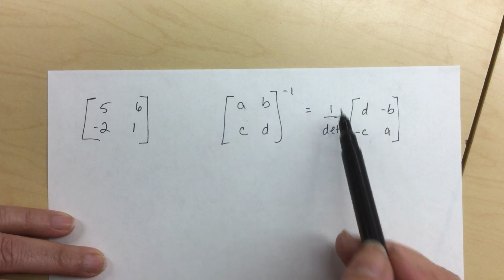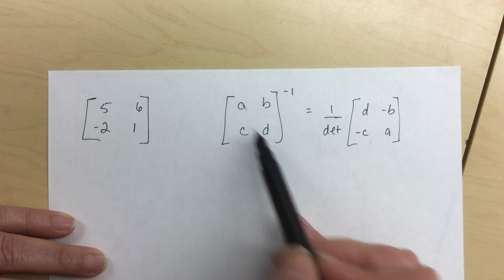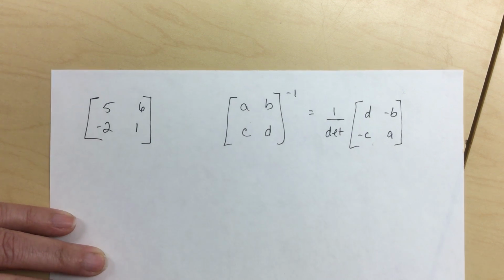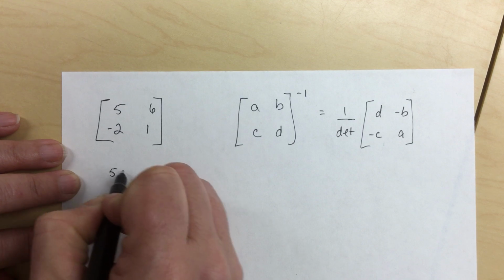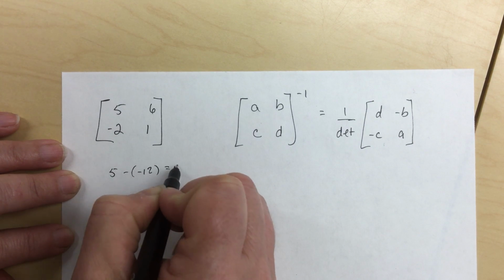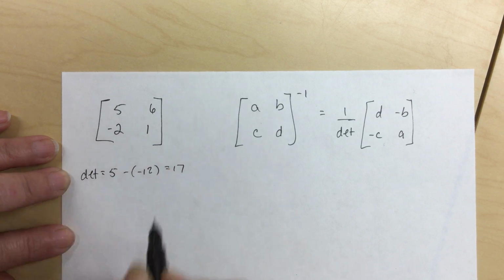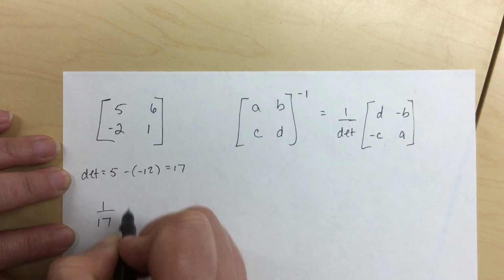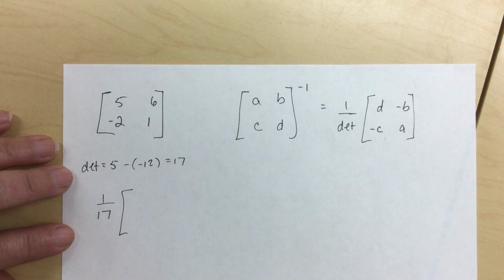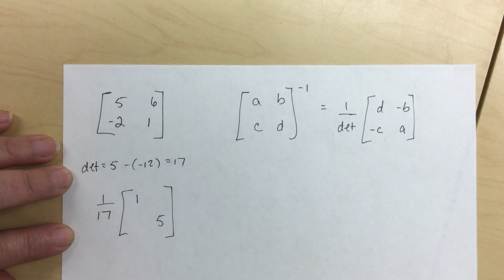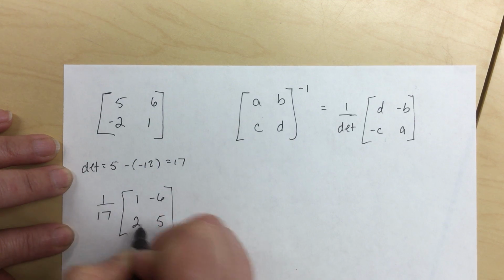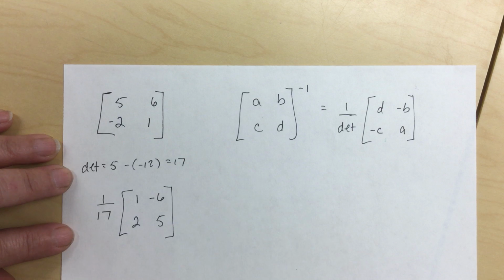You take the determinant and you do 1 over the determinant, you flip-flop those numbers and change the sign of those numbers. So if I come over here and do this one, the determinant of that is 5 minus a -12, which is 17. So I'm going to start with 1 over 17. Then I'm going to flip-flop the 5 and the 1, so 1 goes there and 5 goes there. And I'm going to change the sign of the 6 and the -2, so I'm going to make it a -6 and a +2. Okay? So these two matrices are inverses of each other.